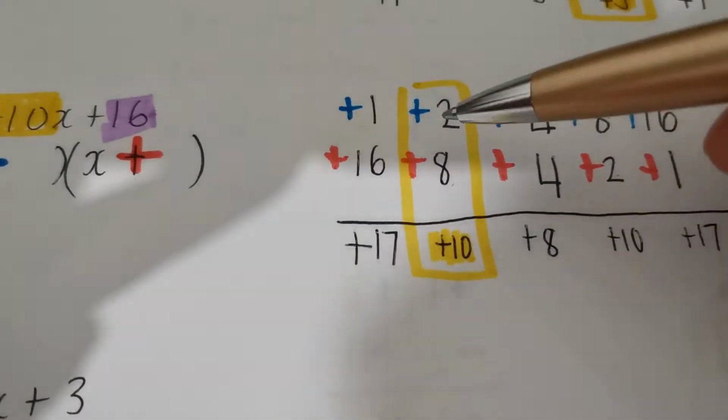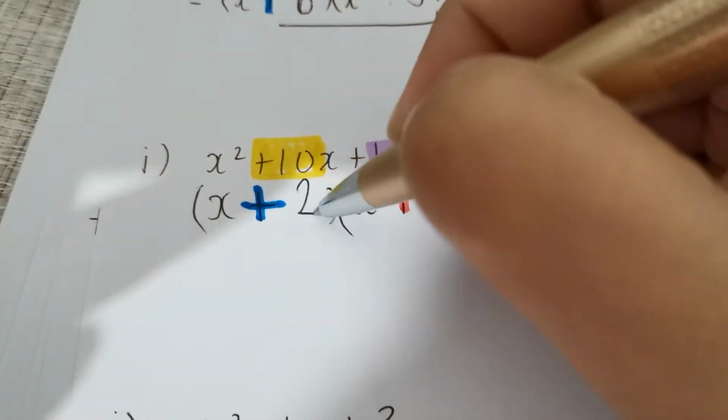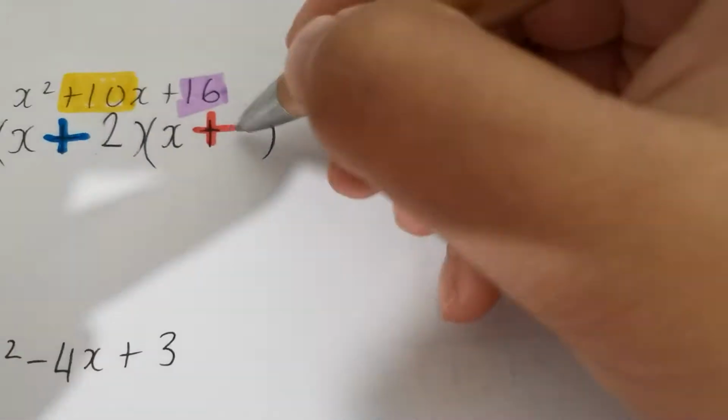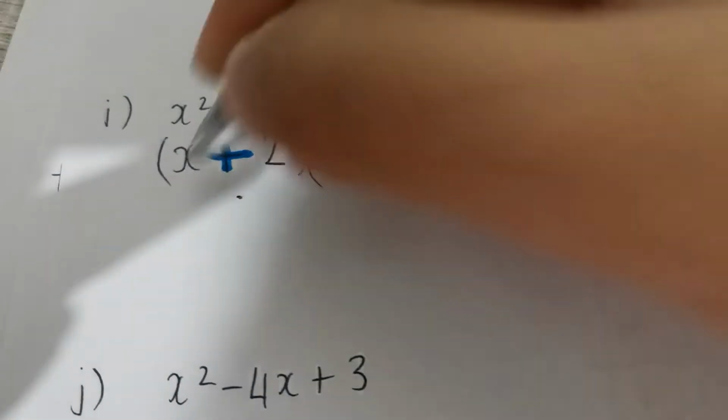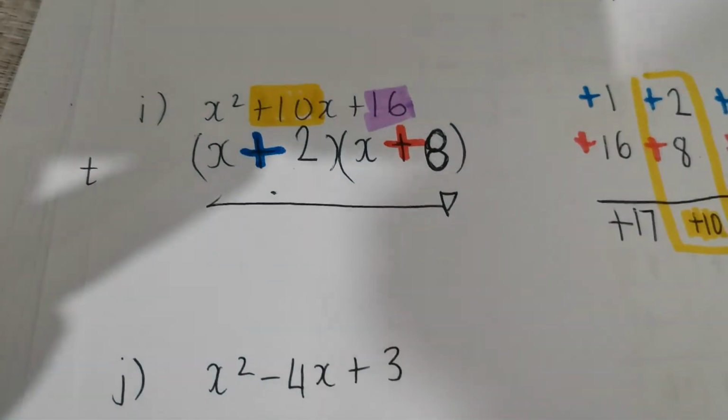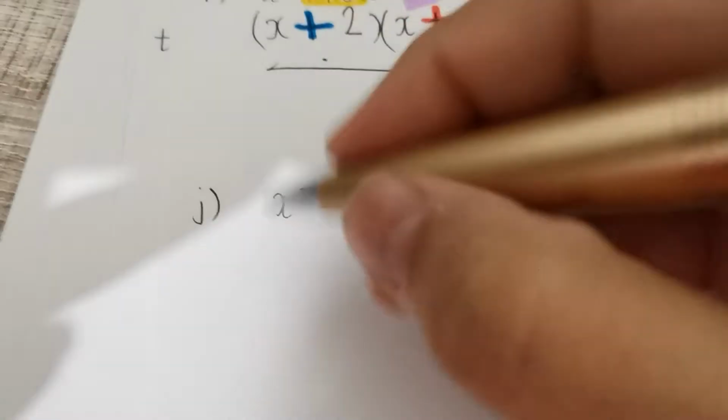That means next to blue, 2. Next to pink, 8. Oh, that doesn't look like an 8. Done. Another example. There's quite a few, okay?